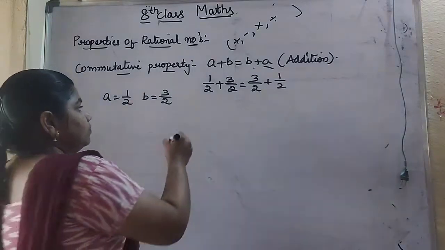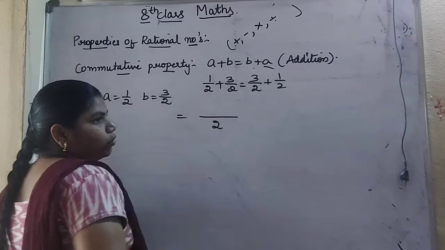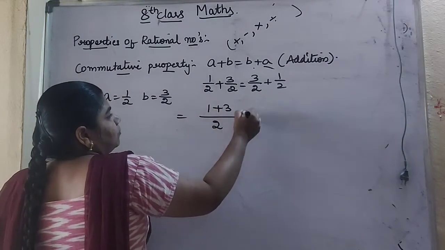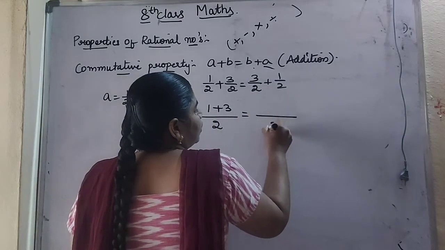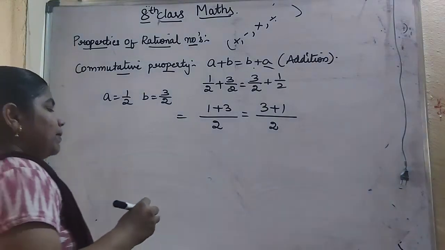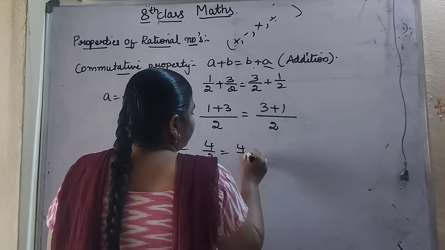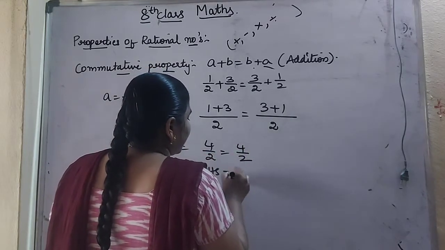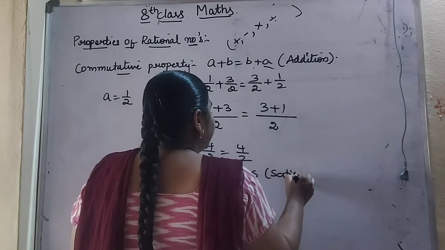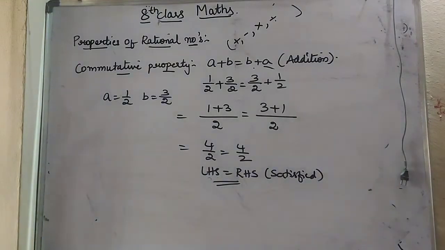Now here both denominators are equal, so we will take it as 2 only. 2 and 2 LCM will be 2 itself. So it will be 1 plus 3 is equal to, in this case also both the denominators are equal, so numerators as it is we have to add. So 1 plus 3 is how much? 4 by 2 is equal to 3 plus 1 is 4 by 2. So both LHS value and RHS value are equal. So that means we can say that under addition, commutative property is satisfied.